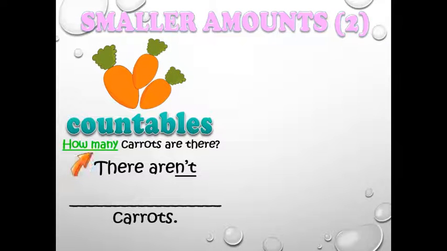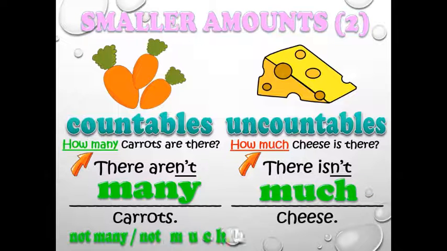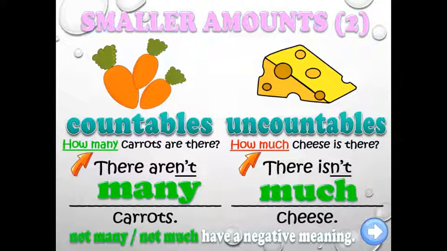Another way to express quantity, but a small quantity, even in this case. How many carrots are there? We want to say that there aren't a lot, but there are some. How many carrots are there? There aren't many carrots. How much cheese is there? There isn't much cheese. So, to express a small quantity, we use not many and not much, which have a negative meaning.